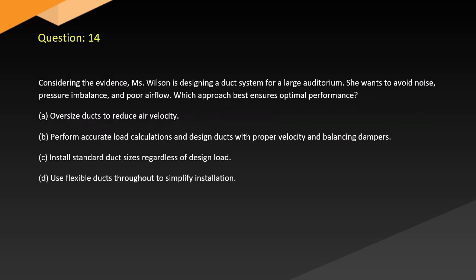Question 14. Considering the evidence, Wilson is designing a duct system for a large auditorium. She wants to avoid noise, pressure imbalance, and poor airflow. Which approach best ensures optimal performance? A. Oversize ducts to reduce air velocity. B. Perform accurate load calculations and design ducts with proper velocity and balancing dampers. C. Install standard duct sizes regardless of design load. D. Use flexible ducts throughout to simplify installation.